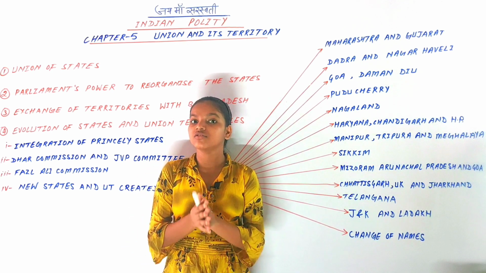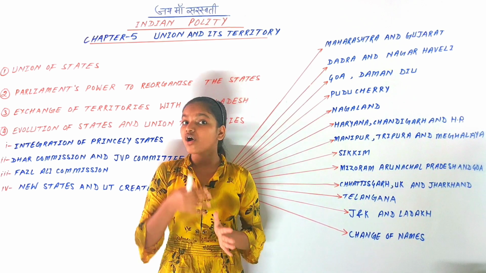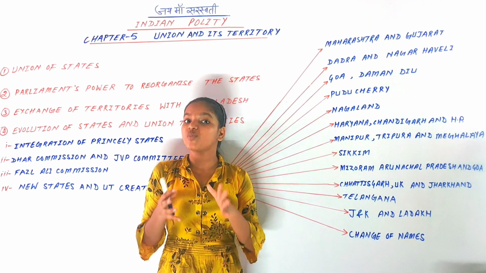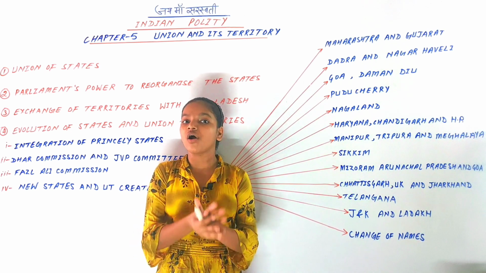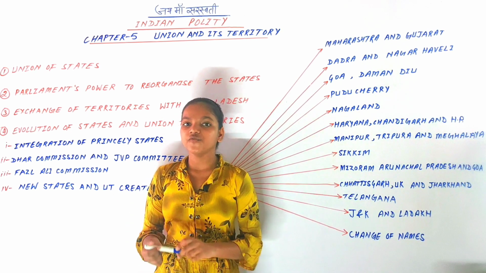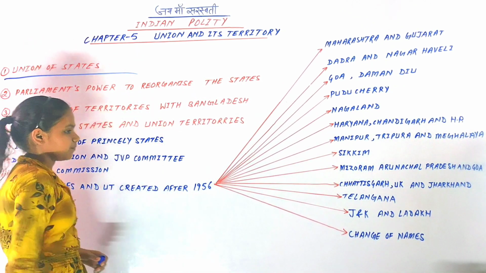and by which factors they were formed, and which committees were responsible for those. We will discuss all these things in this chapter. So our first topic is Union of States.